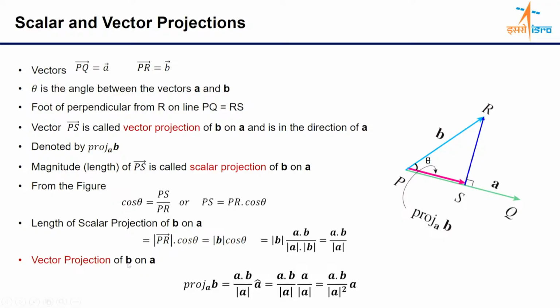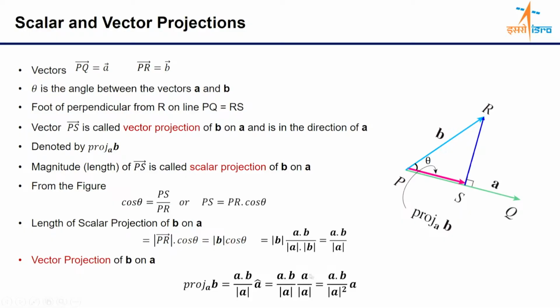Similarly, the vector projection of B on A, we can write like this: projection of B, with a suffix, or it is mentioned as, it means projection of B on A. It is nothing but A dot B divided by mod of A, because you want to write the direction also. So the direction of this projected vector will be along the direction of A, which means the A cap you can use. So A cap is the direction of the A vector. So that's what A cap is mentioned here.